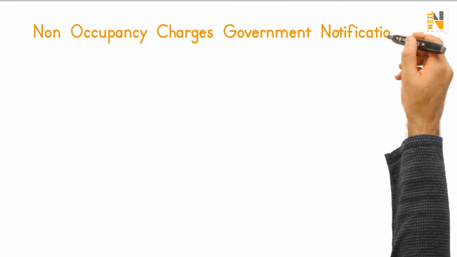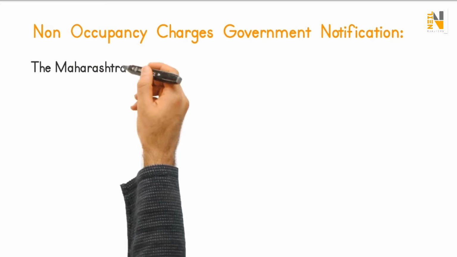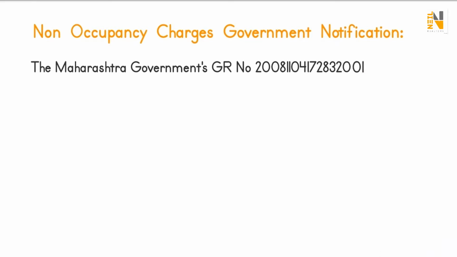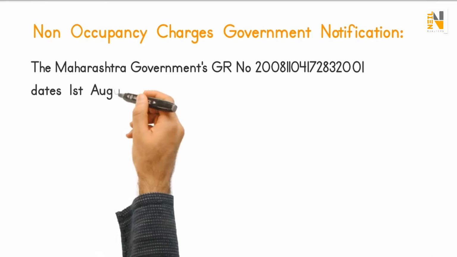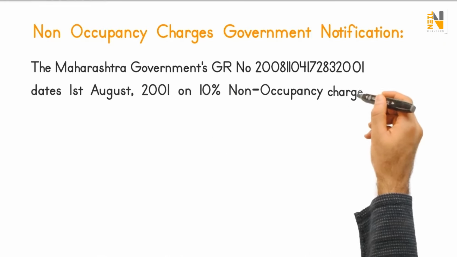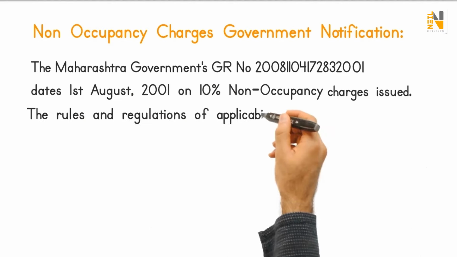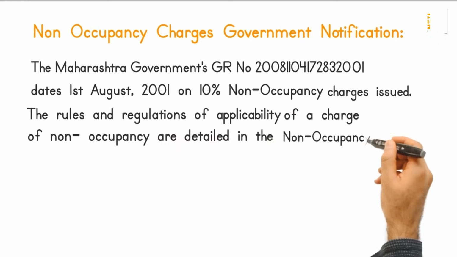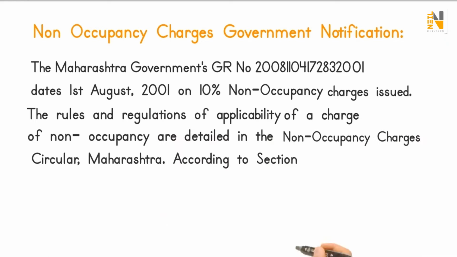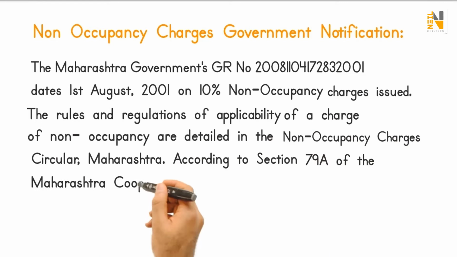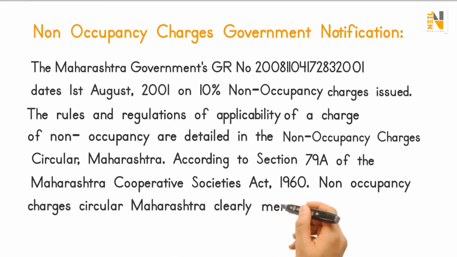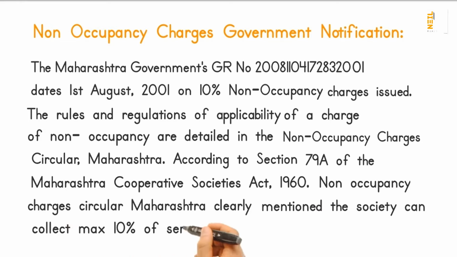Non-occupancy charges government notification. The Maharashtra Government's GR number 200811041728320001 dated the 1st of August 2001 on 10% non-occupancy charges issued. The rules and regulations of applicability of a charge of non-occupancy are detailed in the Non-Occupancy Charges Circular, Maharashtra, according to Section 79A of the Maharashtra Cooperative Societies Act, 1960. The circular clearly mentions the society can collect max 10% of service charges.